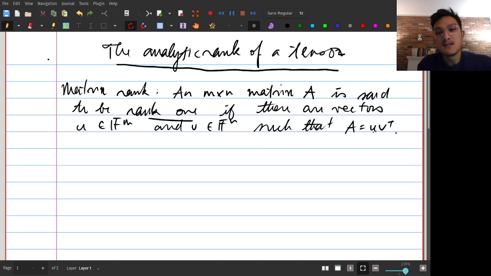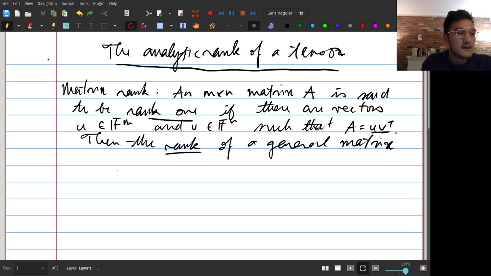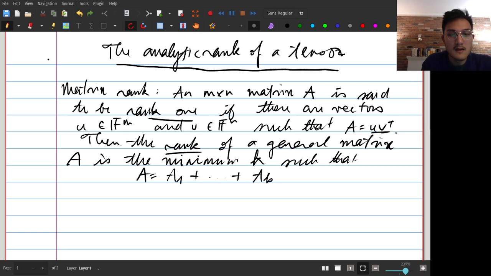You can see that in this rank 1 matrix, every column is a linear combination of the first column, just by the way it's built. So it corresponds to our idea of rank. Then the rank of a general matrix A is the minimum K such that A equals A1 plus through AK, where each Ai is rank 1.